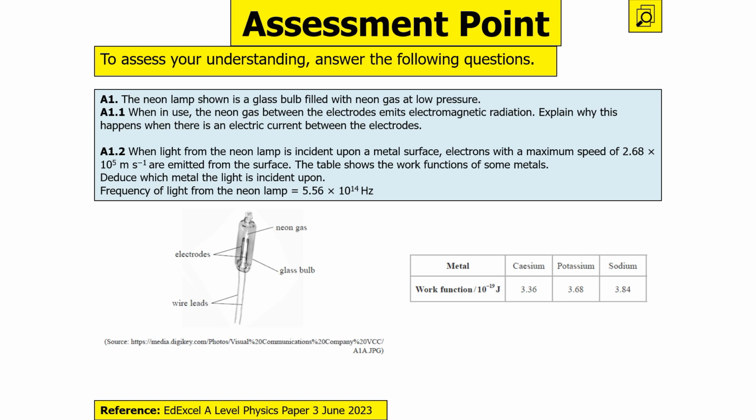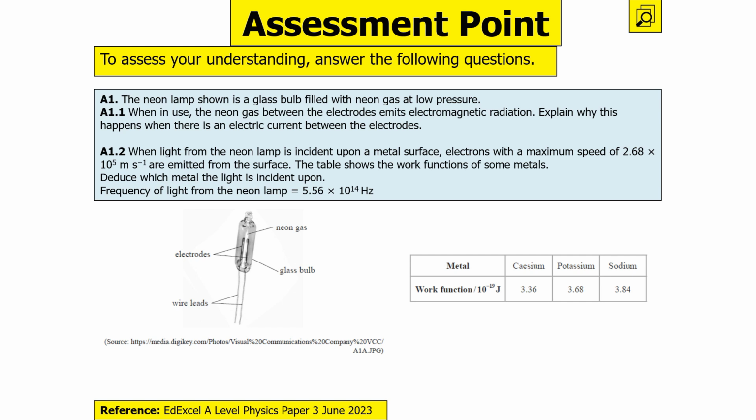When in use, the neon gas between the electrodes emits electromagnetic radiation. Explain why this happens when there's an electrical current between the electrodes. Then when the light from the neon lamp is incident upon a metal surface, electrons with a maximum speed of 2.68 times 10 to the 5 meters per second are emitted from the surface.